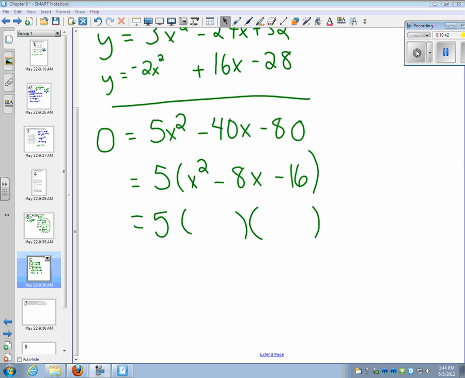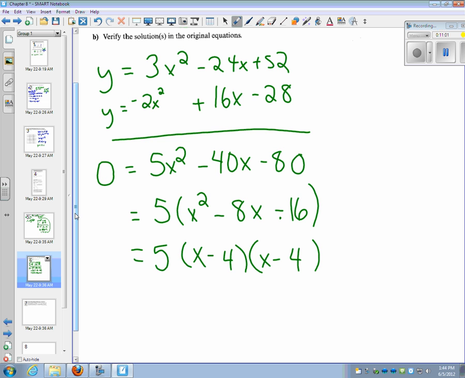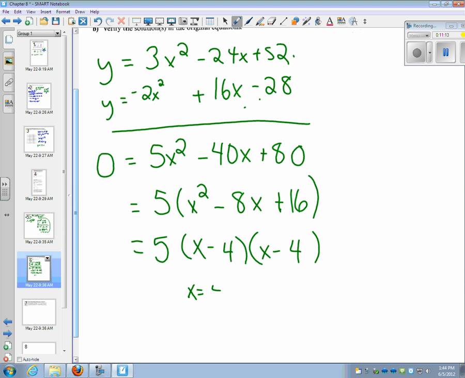Okay, so it looks like 4 and 4. If I have x minus 4. But that won't give me a positive, will it? This should have been positive. Let's see if that's right. Did I do this wrong? I did. That was supposed to be positive. Okay, that's where my mistake was coming from. Because I had positive 52 minus negative 28. There we go. Okay, so I have x equals 4 and x equals 4.